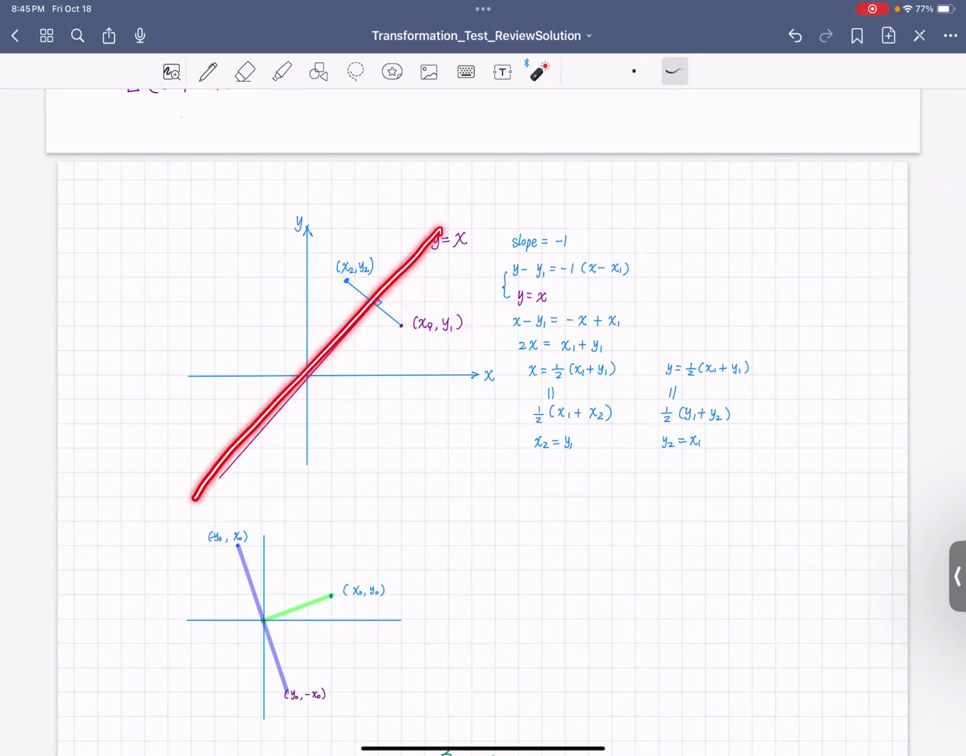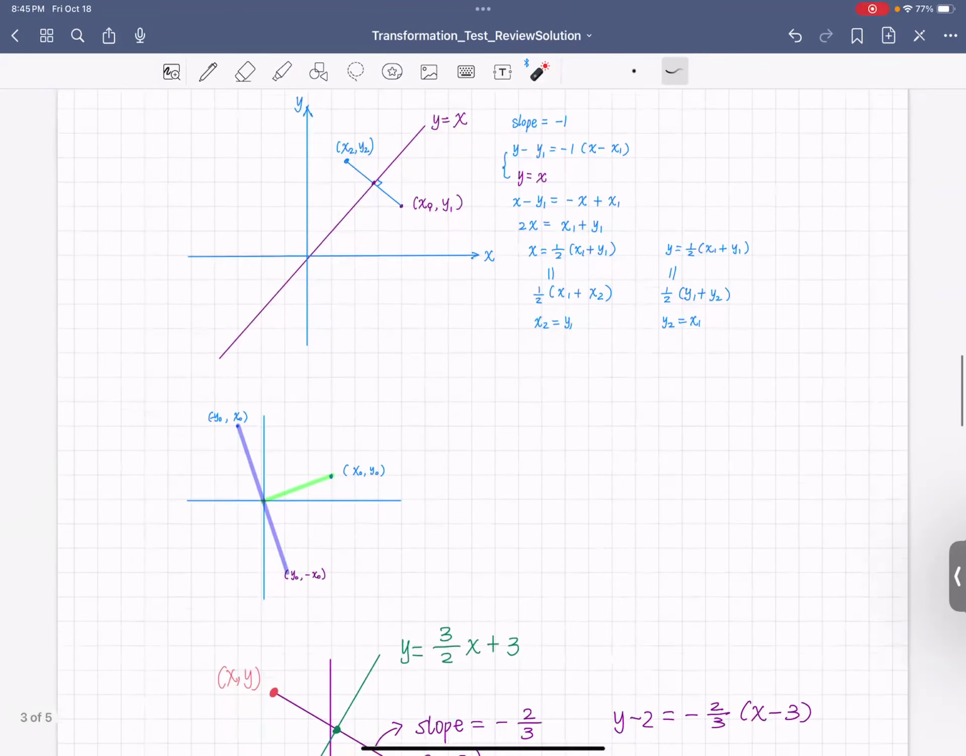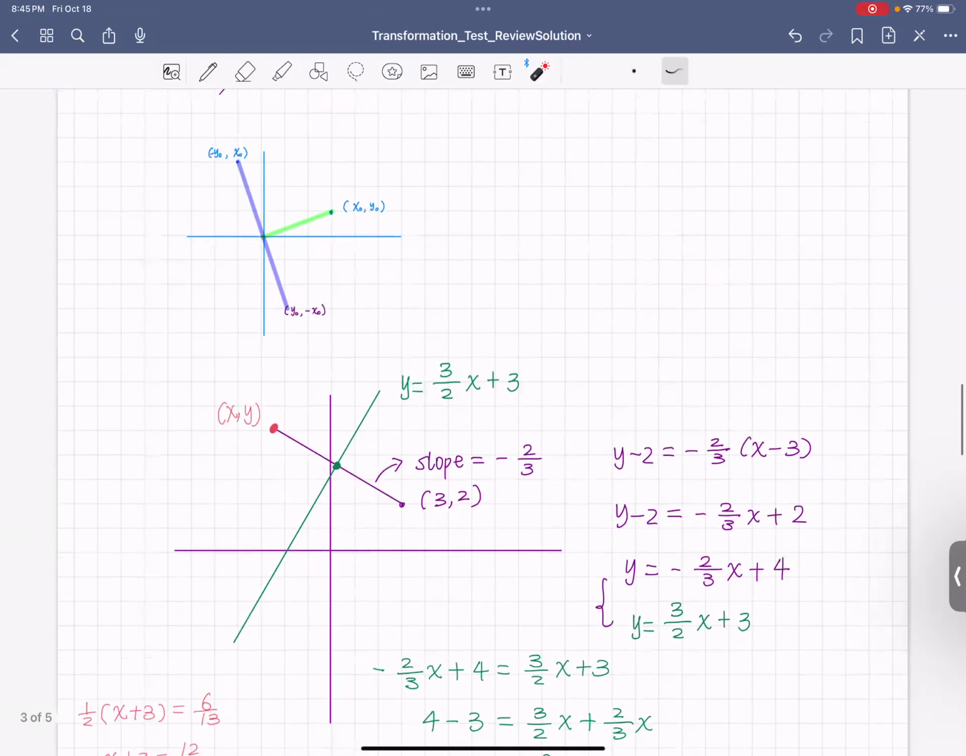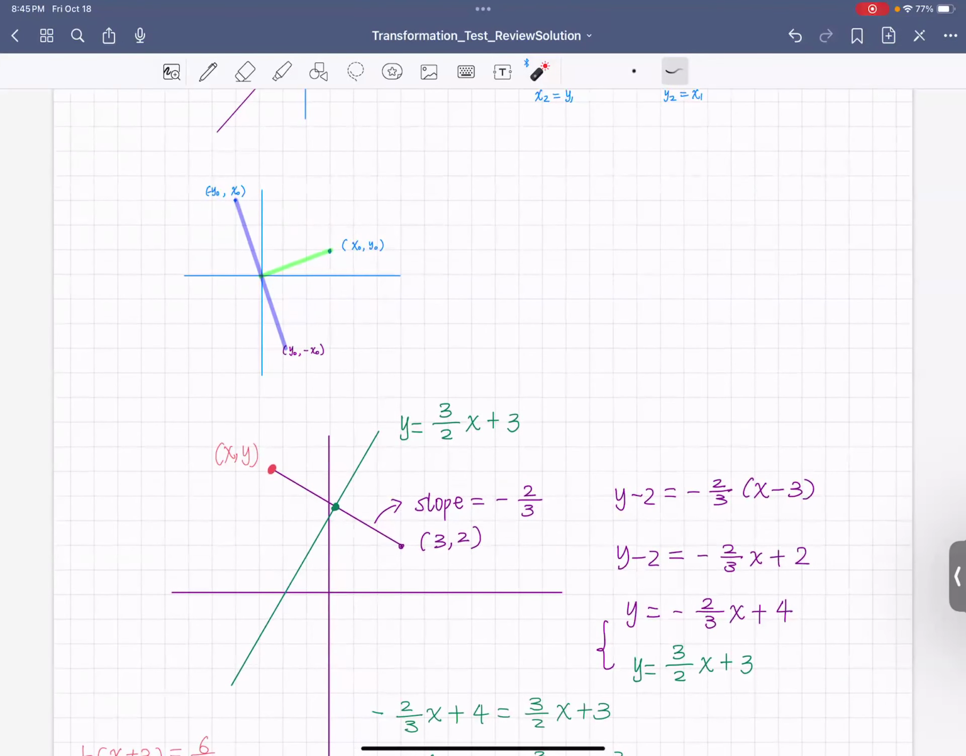But not always do they give you such a simple line like y equals x. So here is my question. I have this point, 3, 2. And this is the line. This line is y equals 3 over 2 x plus 3. Rise over the run, rise by 3, run by 2. So slope is 3 over 2. And you have y-intercept at 0, 3. This is the line of symmetry. You want to reflect this point through that line. This is your mirror. You want to look for your image position.